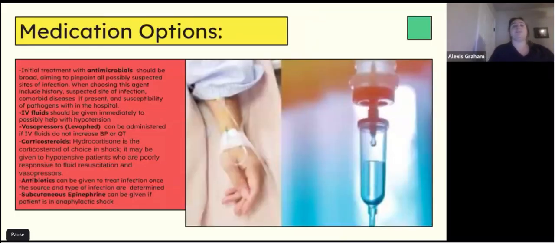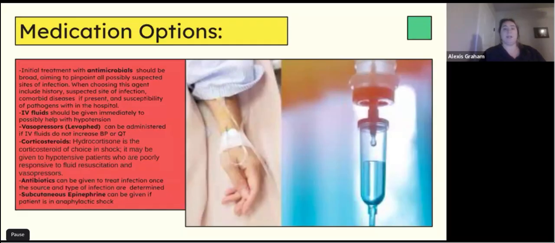So medication options. The initial treatment will be with antimicrobials and should be broad, aiming to cover all possible suspected sites of infection. When choosing this agent, you want to include history, suspected site of infection, comorbid disease if present, and then susceptibility of pathogens within the hospital. IV fluid should be given immediately to help with hypotension.